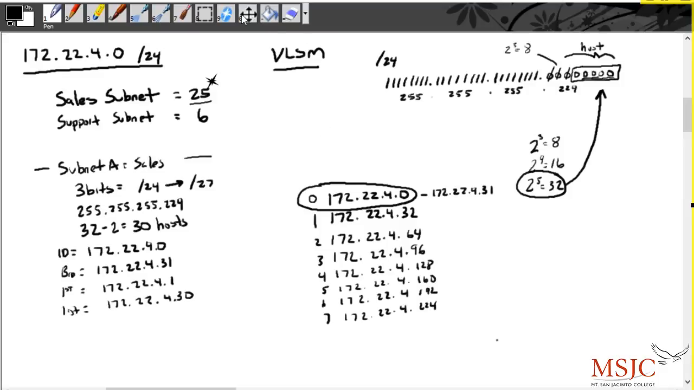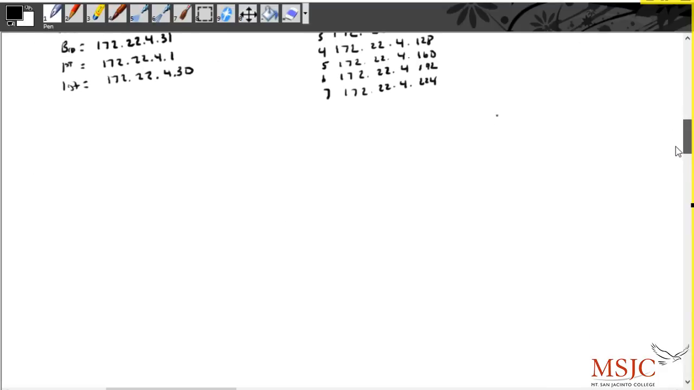Now, we know that subnet B only requires 6 IPs per subnet. So we don't need to use as many bits in the host field in this case. So we're going to use fewer bits in the host field in this particular case. So what we're going to do is take this network number 1 right here, and this is going to become the basis for subnet B.